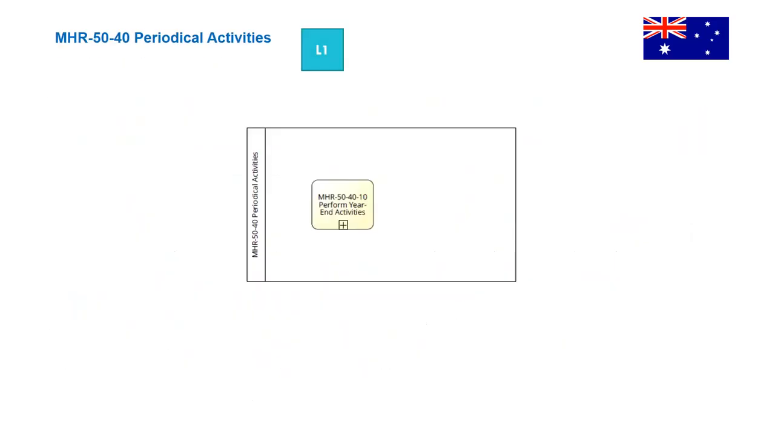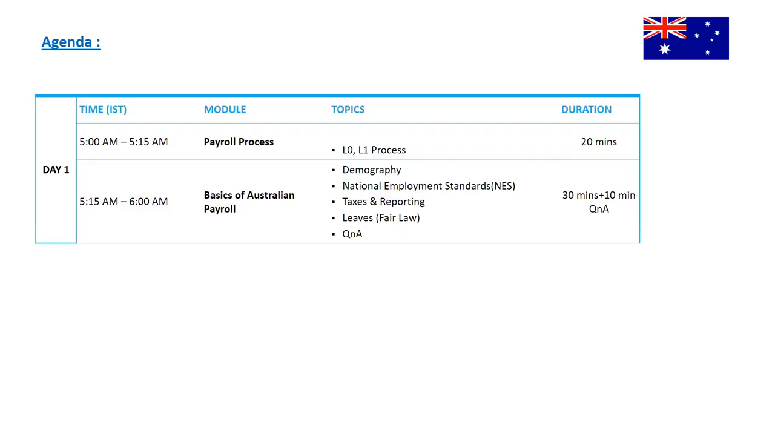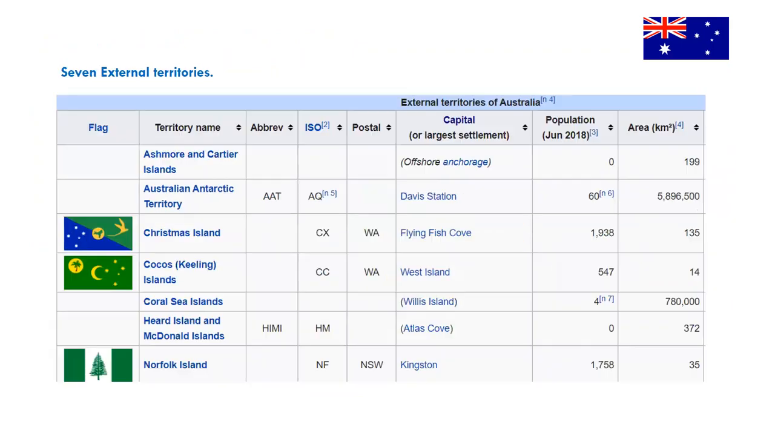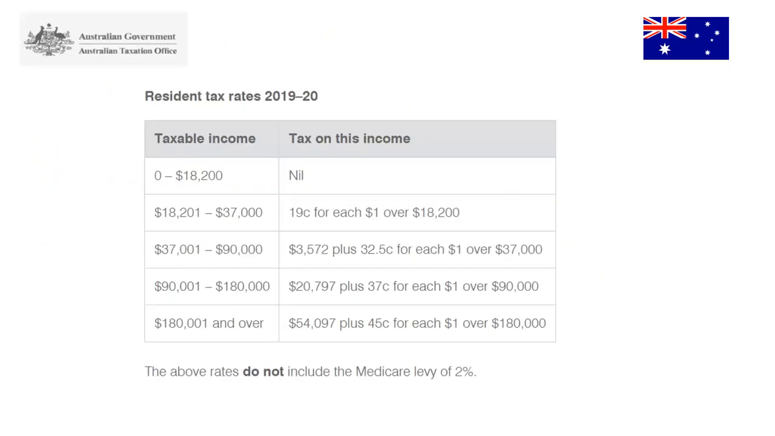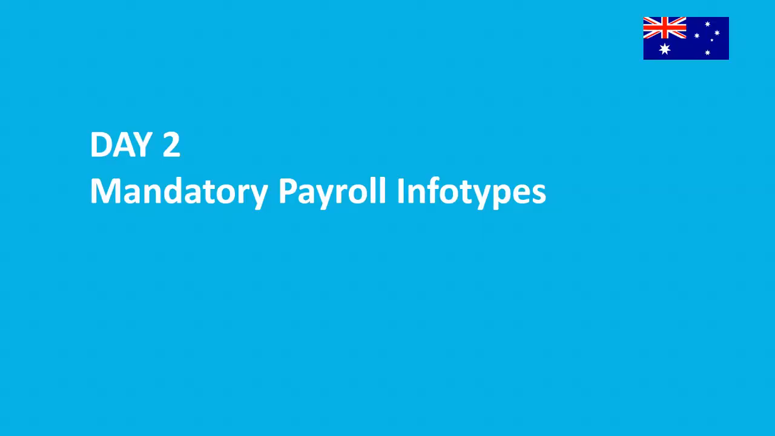Yeah, no, all good. Processes, we'll be going ahead in deep details. Okay. And the second one is the very basics of processing Australia-specific payroll. In the upcoming session, next session basically, we'll be starting with your info types. What are the mandatory payroll info types?